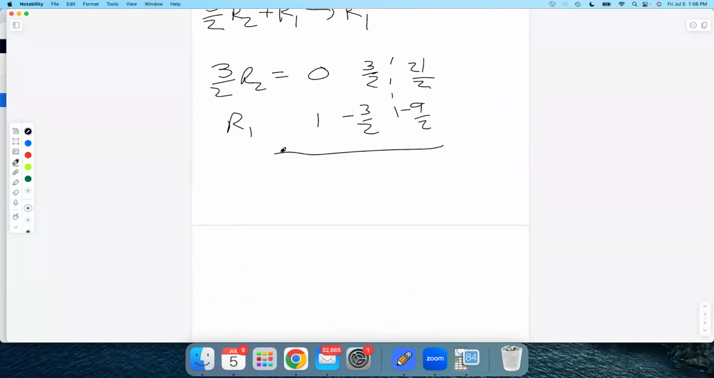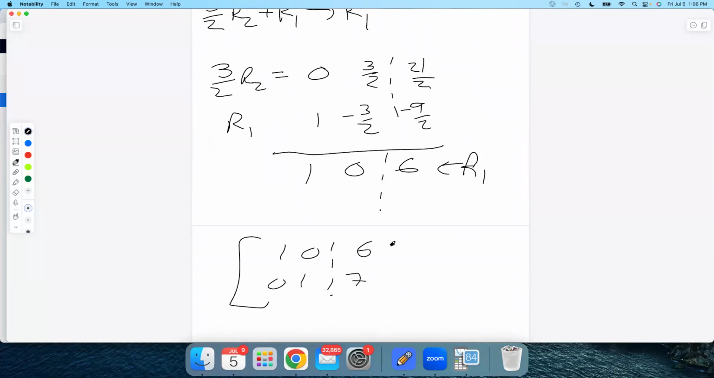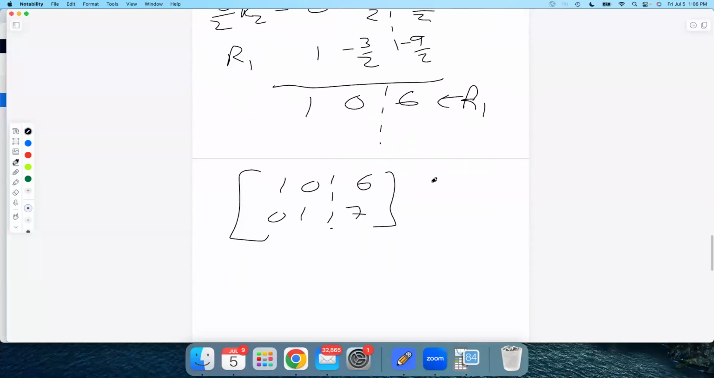Okay, adding straight down. I get 1, 0, 21 minus 9, we get 12. Oh, we get 6. This is my new row 1. That was old row 1. This is new row 1. That's 1, 0, 6. Row 2, we didn't change. It looked like that. Look at that. There's my answer. There's my X. There's my Y.